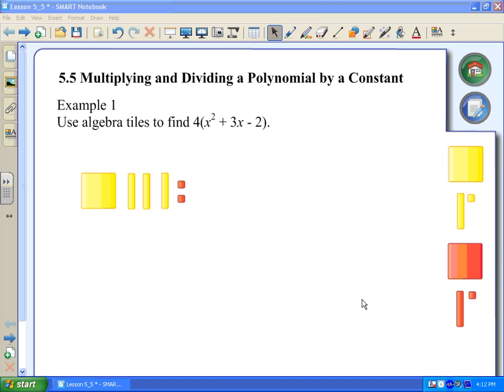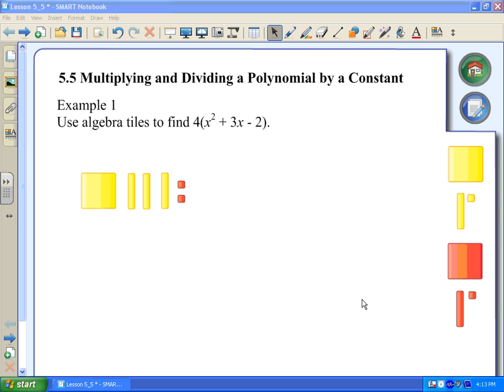All right, now that we've looked at adding and subtracting polynomials, we are now going to look at multiplying and dividing a polynomial by a monomial. And we're going to start off, first of all, with just a constant. Now, a constant is basically a value, a number. It has no variable attached to it.